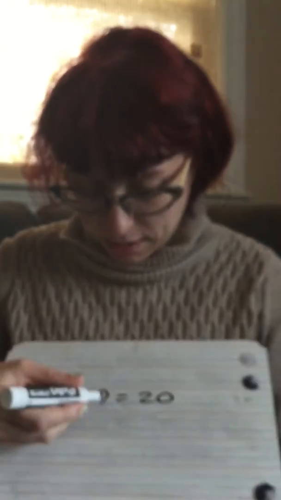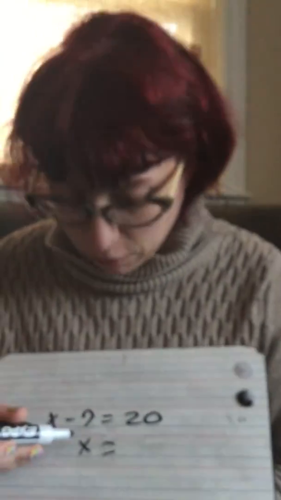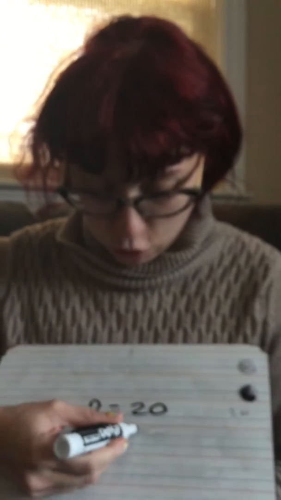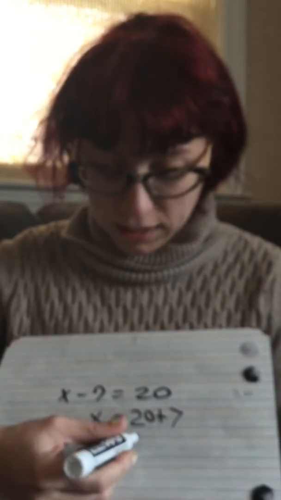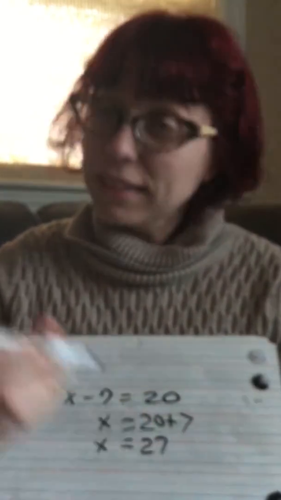Now, what do we do when it's the opposite of that? So let's say x minus 7 equals 20. Same idea. To solve for x, we want to get x alone. So to get rid of the minus 7, we need a plus 7. So 20 plus 7 equals x. So the answer would be 27. You can use your hundredths charts if you need to in order to do the math, but for the most part, I think you guys can do it.